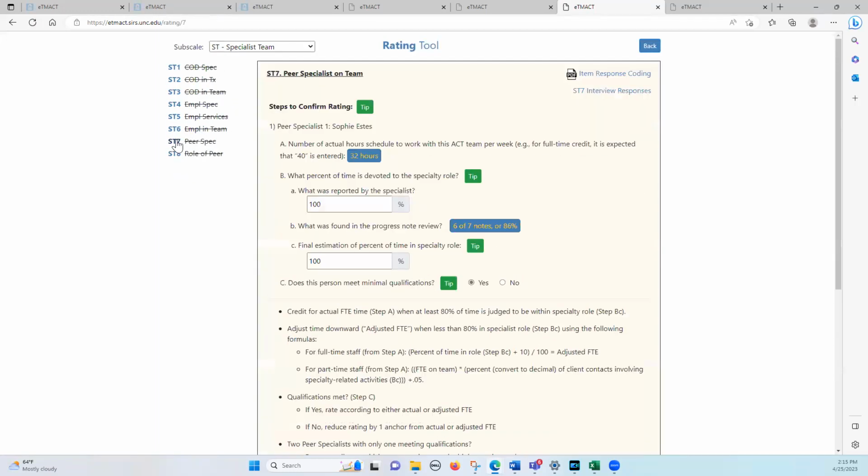To help us make sense of the data on whether or not we believe she meets the minimal criteria of spending at least 80% of her time in her specialty role. So anytime you see blue boxes with yellow orange font, that is information that eTMACT pulled in from another source. Right here, you can see eTMACT bringing that data over for us to consider.